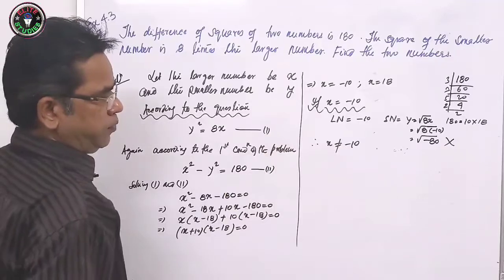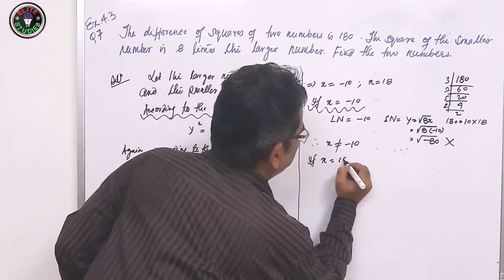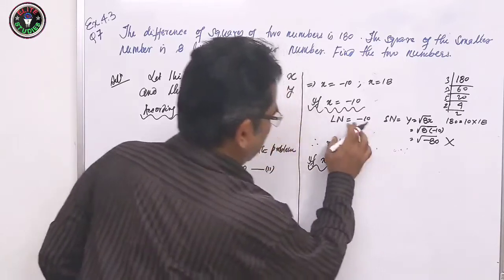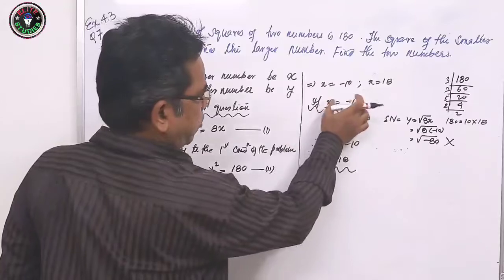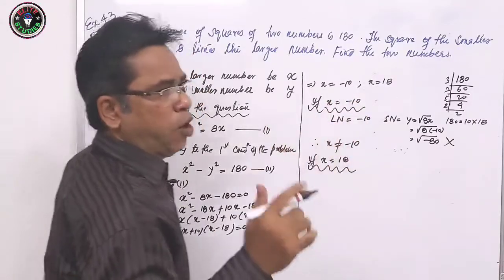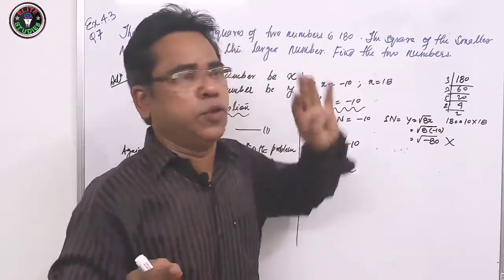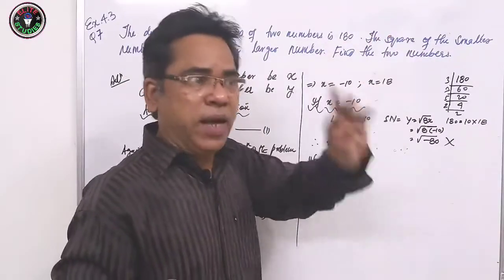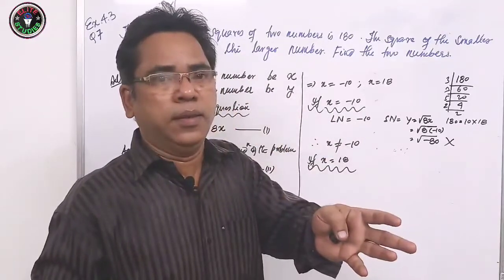Now if x is equal to 18, this is very important, dear students. In a quadratic equation you will always have two roots. It is not necessary that both the roots will be suitable for your question. Both may be suitable, but you have to check which one is suitable.